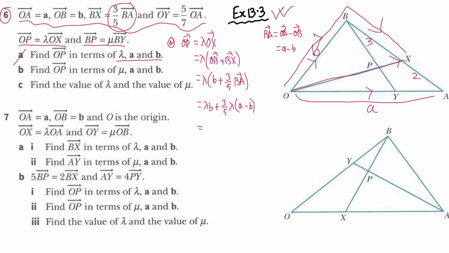Now write it according to the vectors. If we take lambda common from the first part, we can write lambda minus 3 lambda by 5, and the coefficient of A is 3 lambda by 5. This is the total OP. Hope you understood the way I did the question. Let's move to part B.